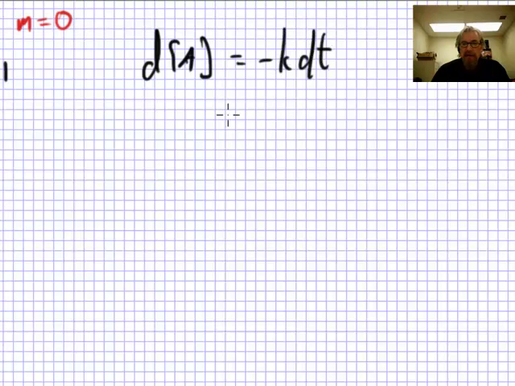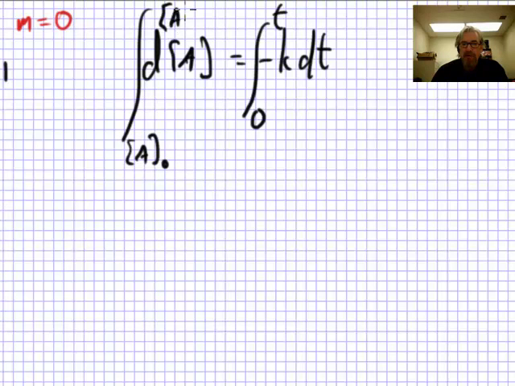So I'm going to rewrite this dA equals minus K dt. And then I'll set up my integral. On the time side, I'm integrating from 0 to time t. And on the A side, I'm integrating from concentration at time 0 to concentration at time t. I'm going to probably say naught instead of 0, so be aware of that.